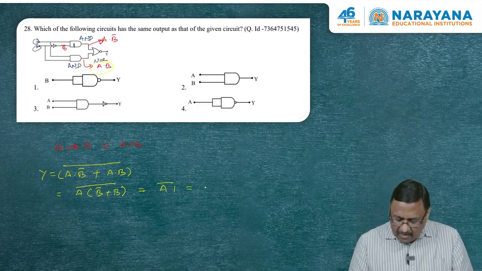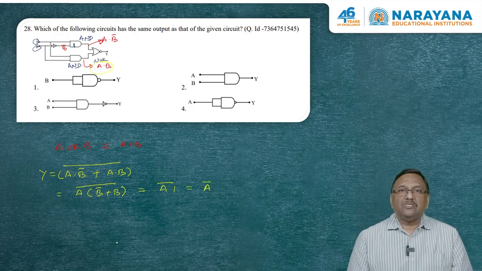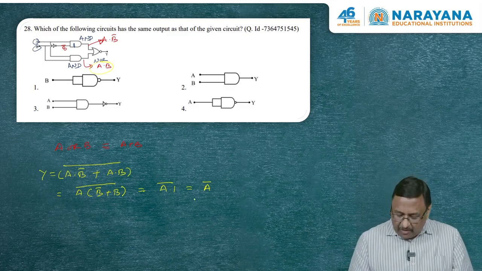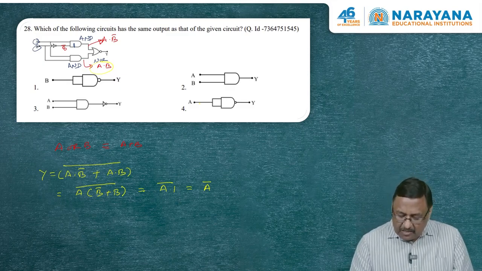Or simply I can say A dot 1 is nothing but what? A. It becomes A bar. And A bar meaning is what? It is indicating not A. So that means A not A, that means A is becoming a NOT circuit.